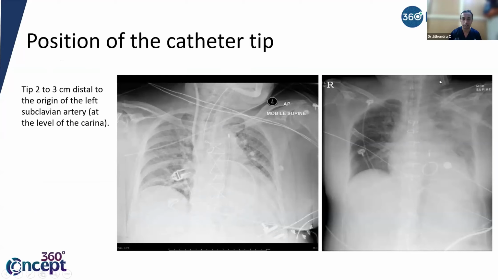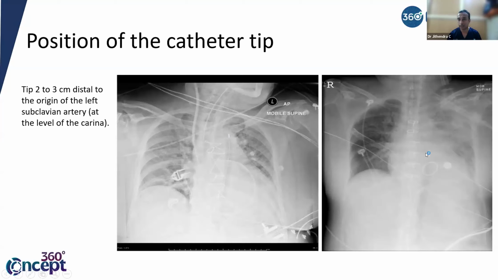You can see here in the first image, the IABP balloon has gone beyond the carina. So carina is here, it's gone beyond. So it has gone too far inside, and it will be obstructing your left subclavian artery. So you monitor the left subclavian pulse, and you'll see that the pulse is very feeble or absent. That is because your IABP balloon is obstructing the left subclavian artery. The ideal position, I told you, should be at the level of the carina, just in and around the carina.